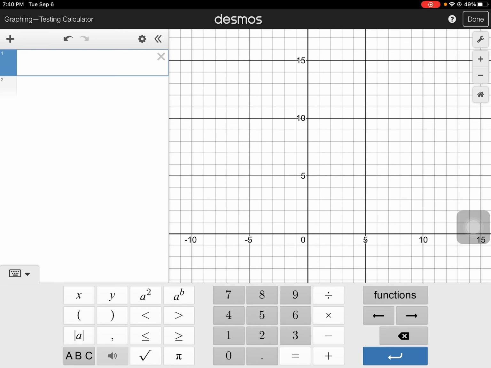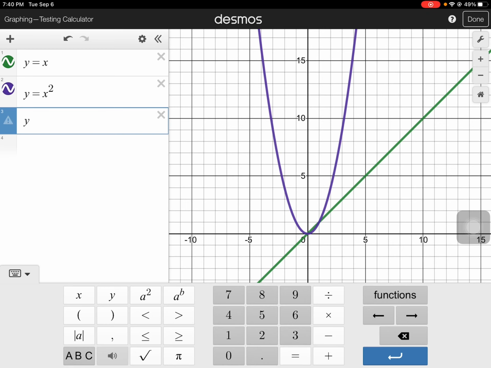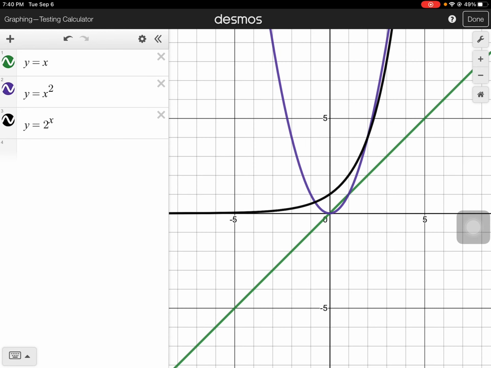So just to remind you, your parent function for a line is y equals x. Your parent function for a quadratic is y equals x squared. And your exponential parent function is y equals 2 to the power of x here. So those are your three parents. They're all different. Remember, green's a linear, so it's going to be a straight line. Purple is a parabola. It's a quadratic, x squared. And then your 2 to the power of x is an exponential, which is kind of flat, and then it grows rapidly fast.